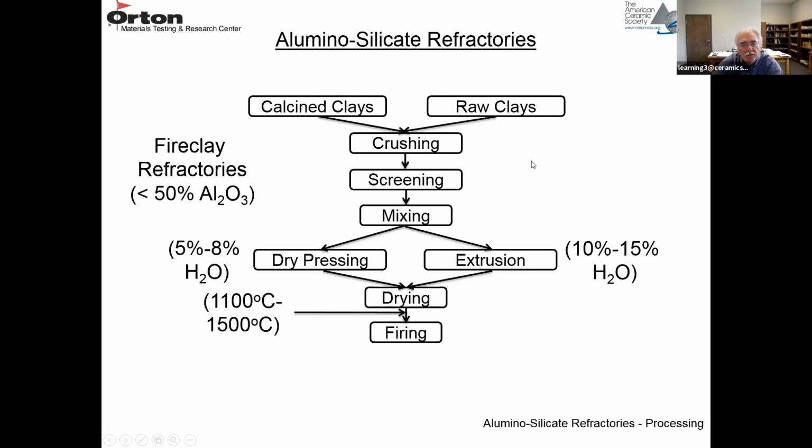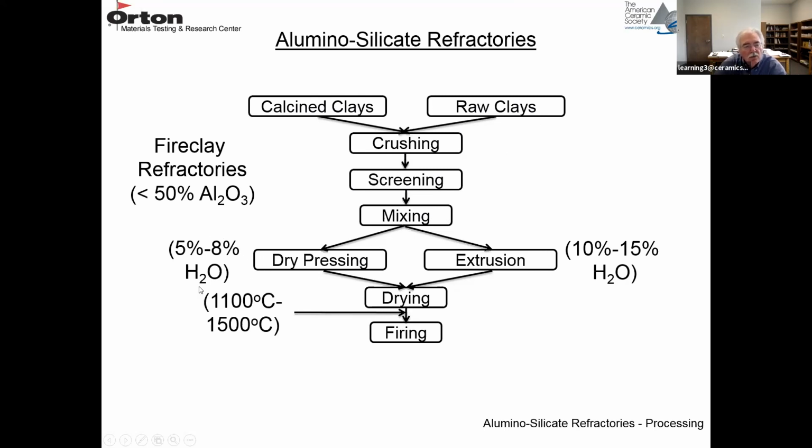If you used only raw clay, you would probably have excessive shrinkage and it would be hard to control the dimensions of the sample. So the pre-fired clay and raw clay are crushed and screened to the appropriate size distributions that give you maximum particle packing. We'll talk a little bit about particle packing on the last day for refractory design. And then they're mixed.